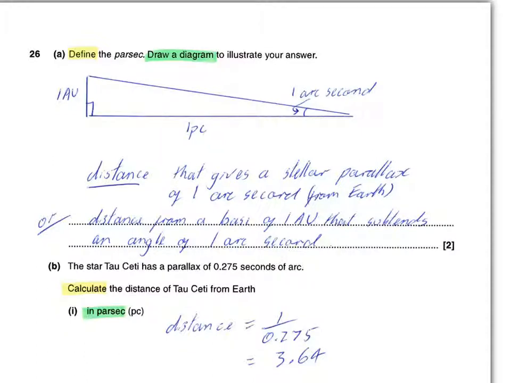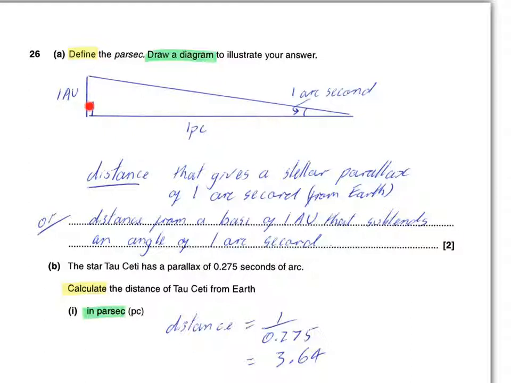This is G485 homework booklet question 26. Fairly straightforward question about various astronomical units. That's an unfortunate phrase. Various units used to measure astronomical distances. So we're asked to define the parsec and explicitly told to draw a diagram to illustrate the answer.